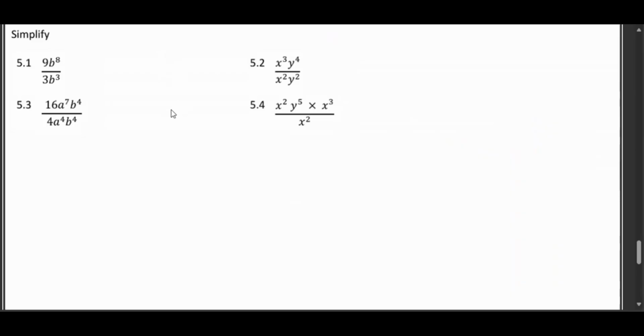Now, take note, here we have a combination of numbers and letters. So here this will be 9 divided by 3, which becomes 3. Then the b, 8 minus 3. So the answer here becomes 3b^5. Clear? There we go. 5.2.